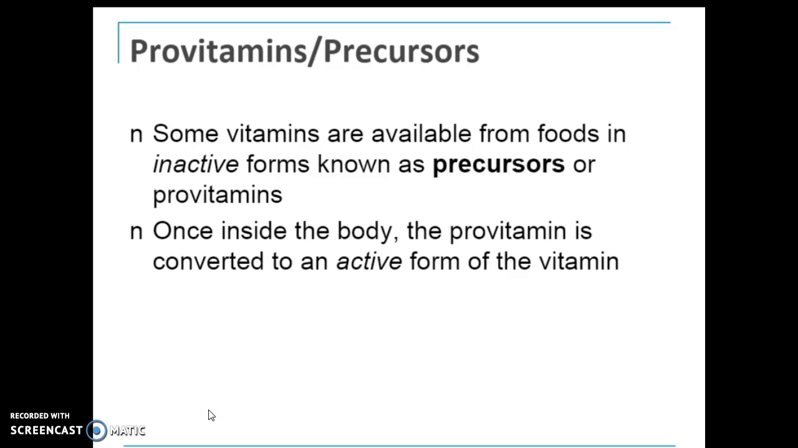Provitamins. So some vitamins are available from foods in inactive forms, and those are called precursors or provitamins. Once they're inside the body, the provitamin is converted to the active form of the vitamin. One example of this would be beta-carotene. It's a provitamin of vitamin A. So beta-carotene turns into retinol when it gets into the body and is much less toxic than consuming too much of the retinol itself.